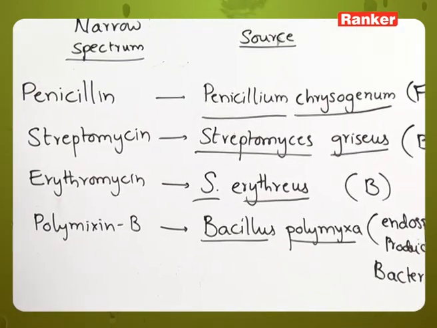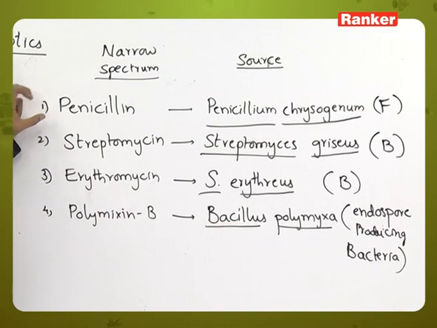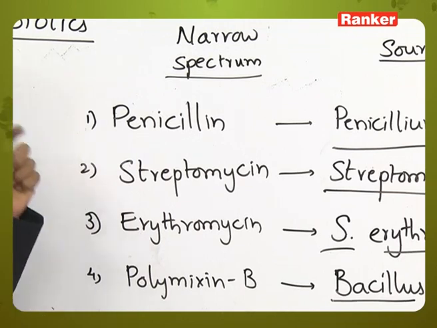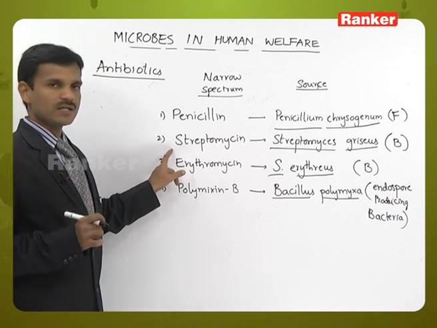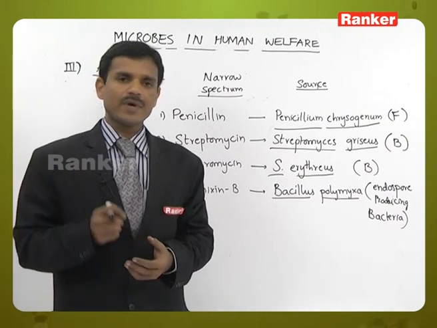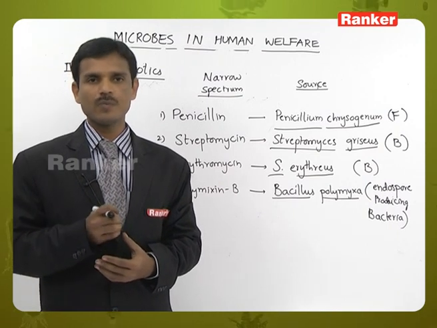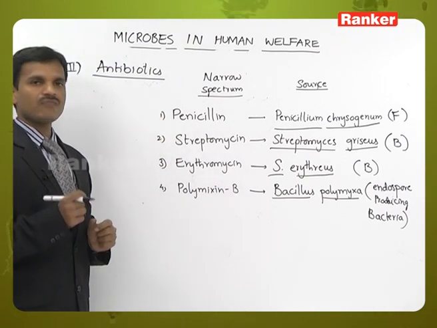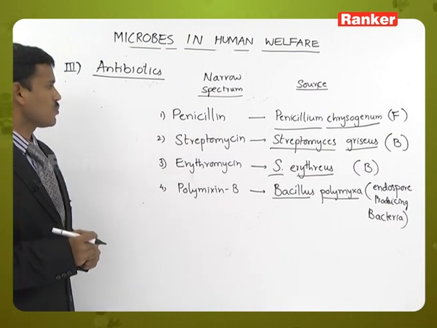Penicillium is a fungus. Penicillin, the first antibiotic, was discovered by Alexander Fleming. Streptomycin was observed, identified and extracted by the scientist Waksman. For the discovery of penicillin and for the discovery of streptomycin, these scientists got Nobel prizes.